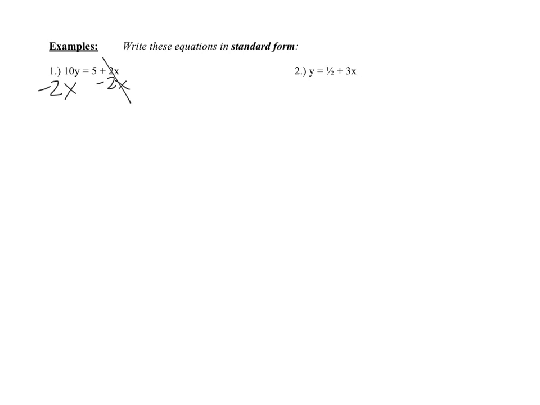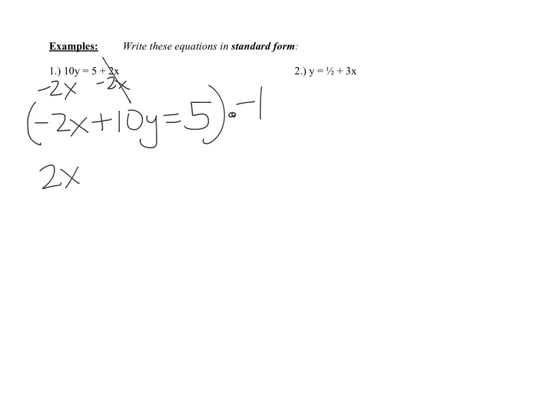So it goes ax plus by equals c. So then I'm going to write negative 2x. The 10y is positive, so I write plus 10y equals 5. Now, that is not in standard form because the first term, and we're only looking at the a term, this guy right here is negative. So to get rid of that negative, we are going to multiply everything by -1. Everything. So negative 2x times -1 is positive 2x. And then 10y times -1 is negative 10y equals 5 times -1 is negative 5.